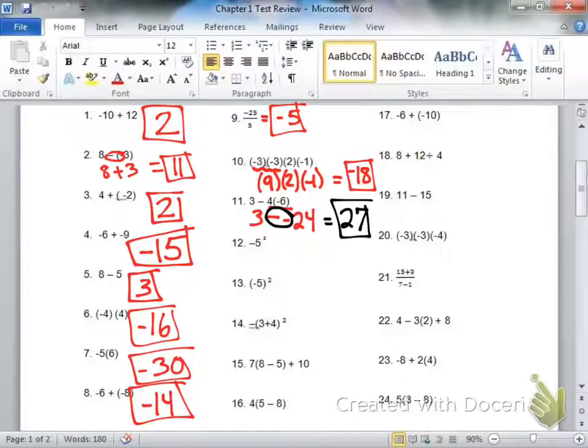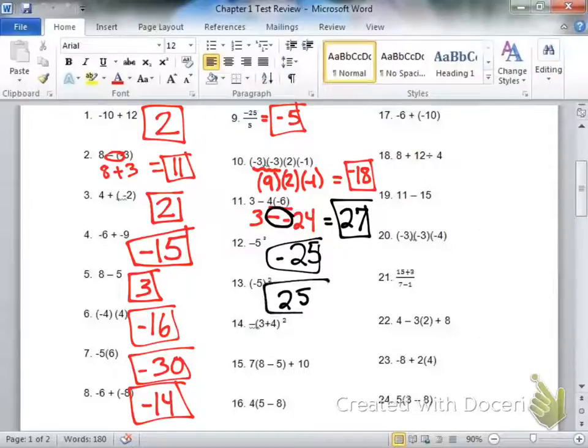All right, 12 and 13 are very, very tricky. I'm going to give you a hint. One of them's negative 25, one of them's positive 25. Which is which? Which one's negative? 12. This is the negative 25. This is the positive 25.